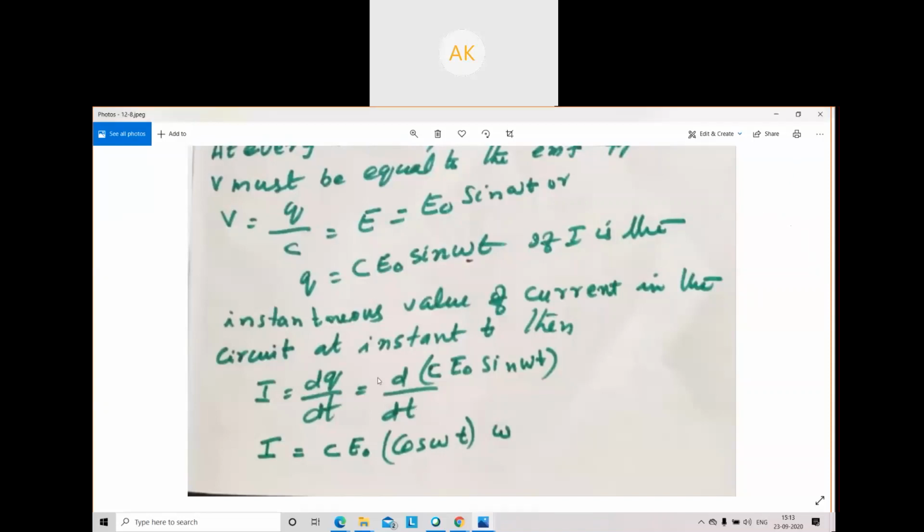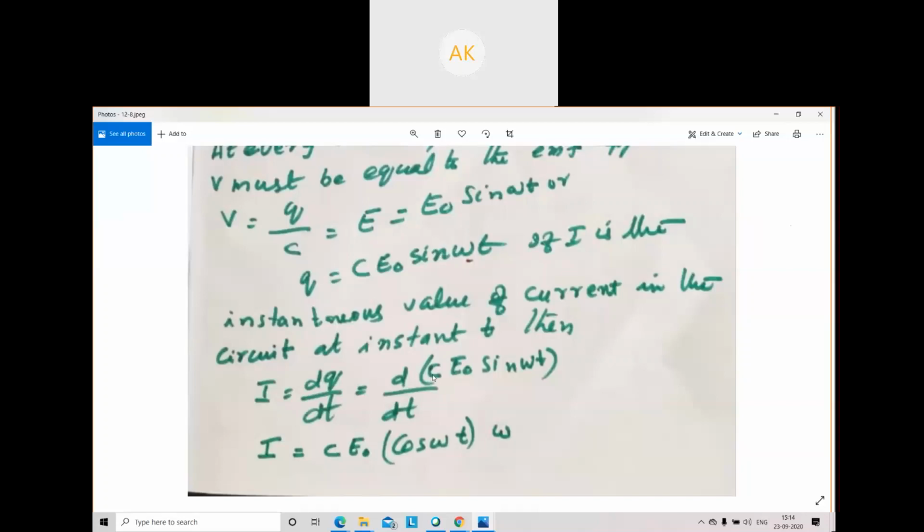So Q equal to, C is taken to the right side, Q equal to C E0 sin omega t. If you get Q, how will you get current from it? We know I equal to dq by dt. So differentiating this expression, we get the equation for current. So I equal to d by dt of Q. Substitute for Q, what is Q? C E0 sin omega t. We have substituted, and constants you can take outside.